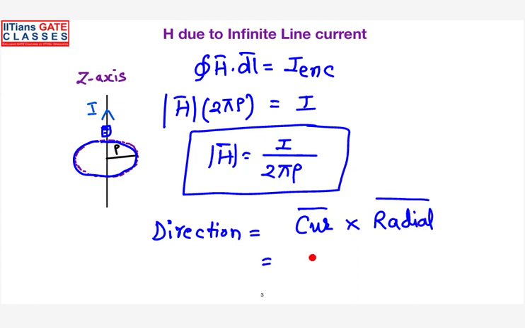So since the current is flowing in the z direction, here is nothing but rho. So when you are moving from the source, you are moving in the direction where the rho is changing. So that represents your radial direction. So the magnetic field will be in phi direction. So this is a formula which represents the magnetic field due to an infinite line current.